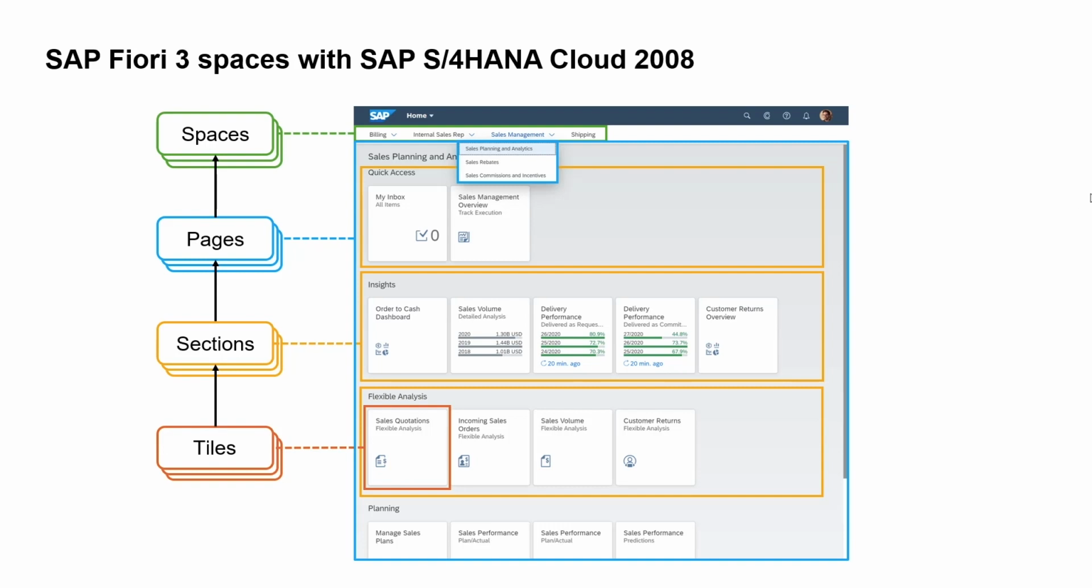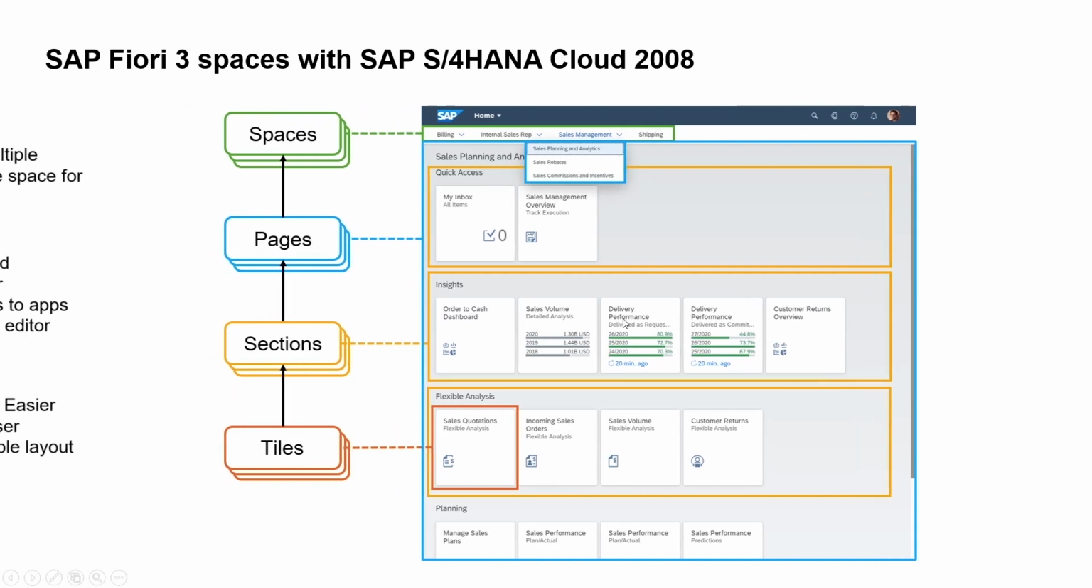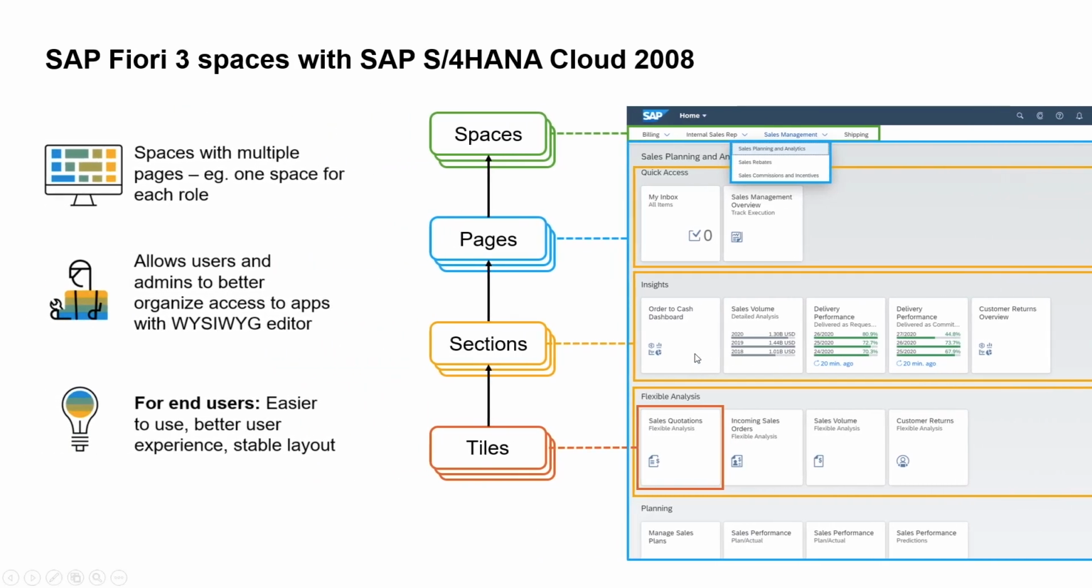Each space can contain 1 or more pages. In this example, the space Sales Management has 3 pages. Each page contains 1 or more sections, and these contain the tiles. In the past, the homepage approach offered only 1 page, and the only degree of flexibility in organizing layout was provided by multiple groups of tiles. Now we have 3 levels: multiple spaces, multiple pages, and multiple sections.